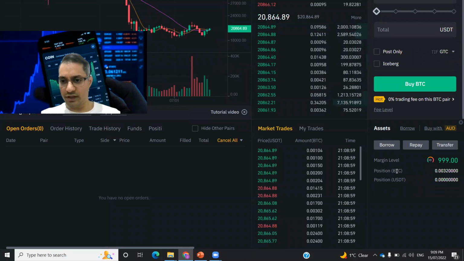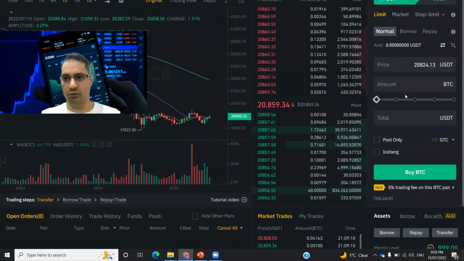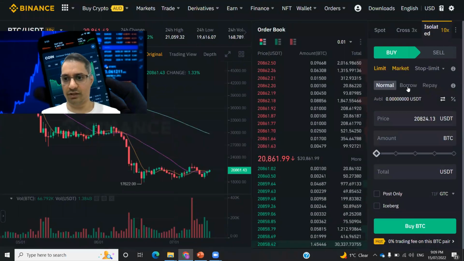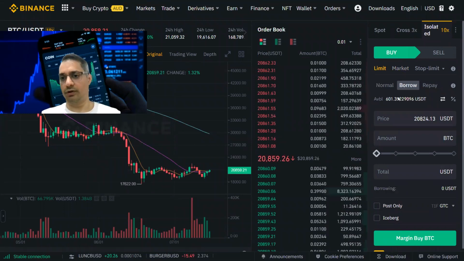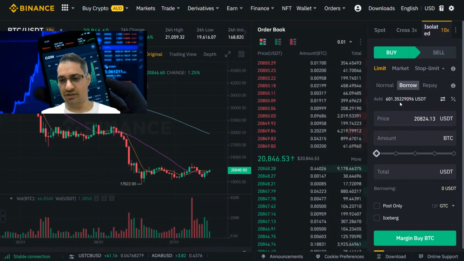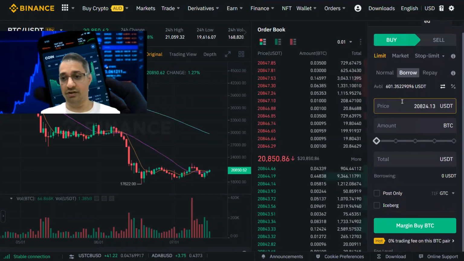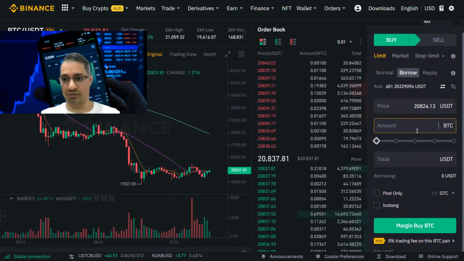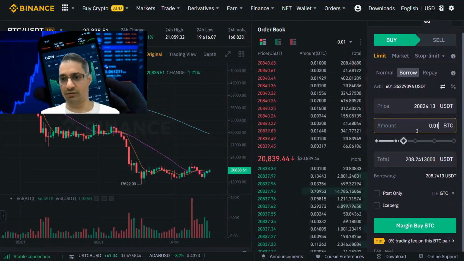So here you can see that I have my position, BTC 0.0032, and USDT I have 0. But if I want to open a long position, what I can do is go into this borrow option, and here you see available 601. I had some $60 worth of Bitcoin, so I can go up to 10x, which is like $600. So I can borrow up to $600 of USDT.